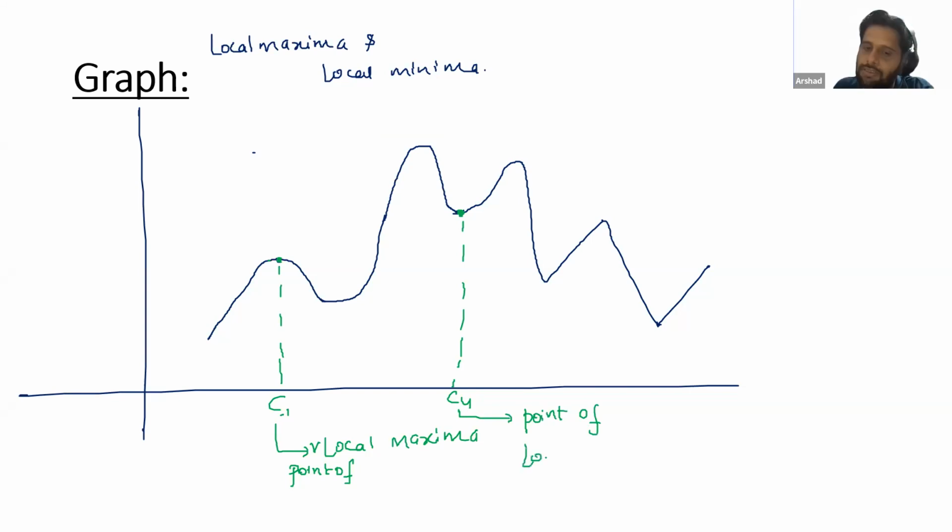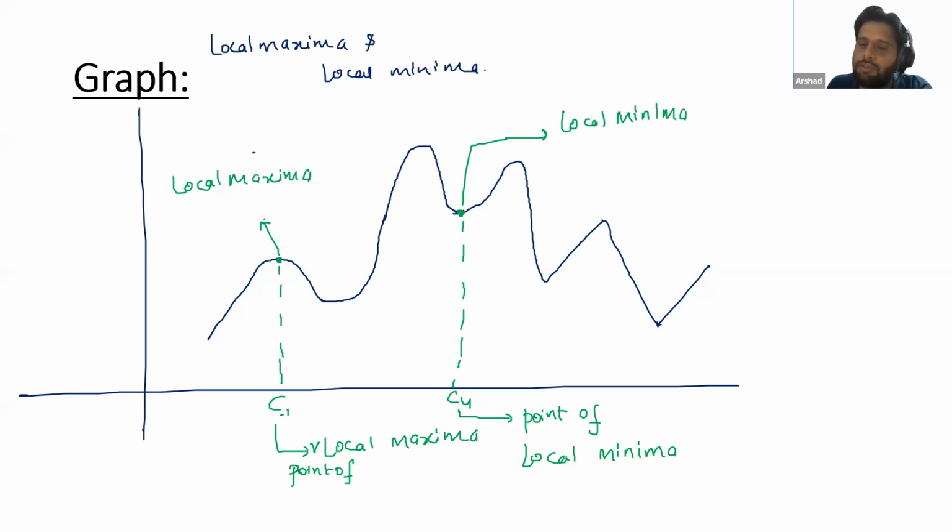I'm again saying that local maxima and local minima are not the minimum or the maximum value of the function. Suppose you check this one, what is this? This is a local maximum value. This is local maxima. And what is this? This is local minima. As you can see from the graph, even this local minima is greater than the local maxima. So that means local maxima is not the greatest value of the function, and local minima is not the least value of the function.